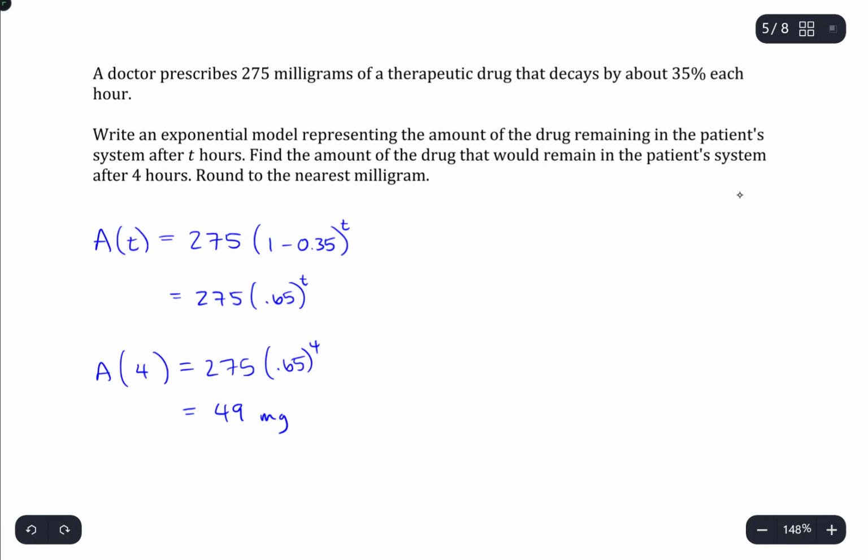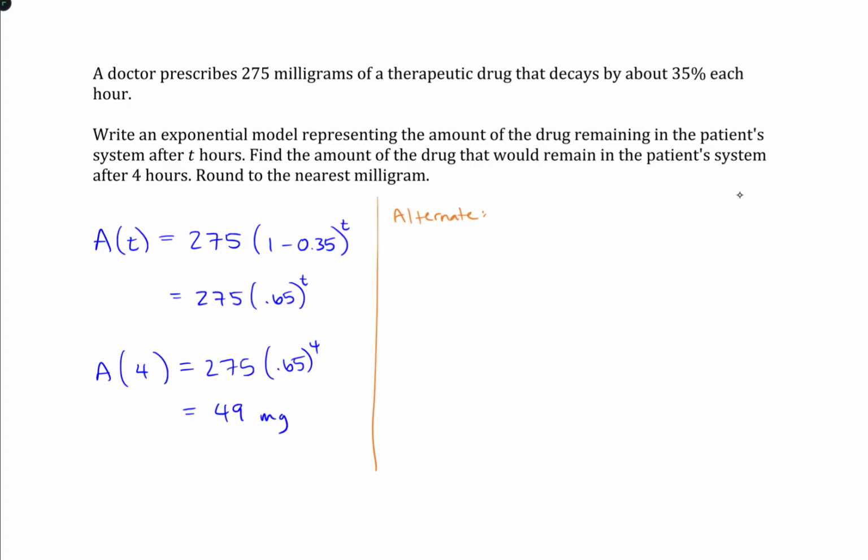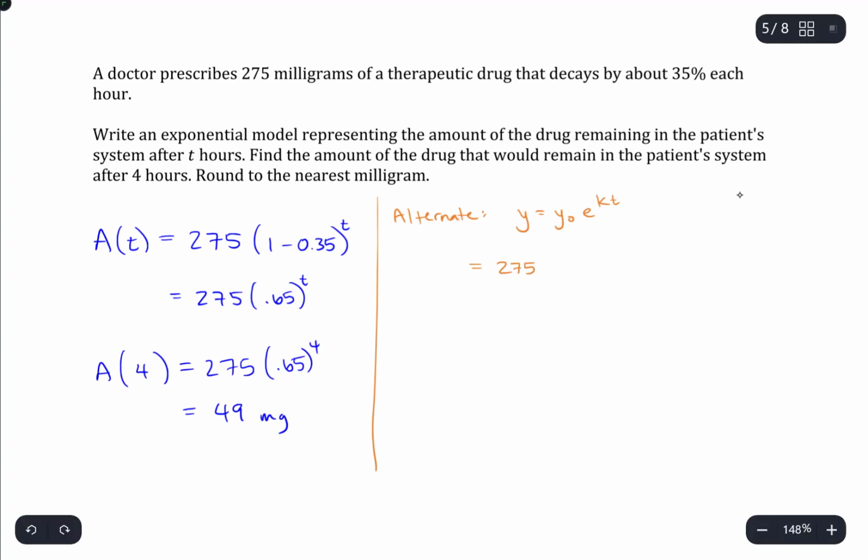Okay, another way, which is a little bit more in line with how most textbooks would approach this, but certainly a bit more difficult in my opinion, is to use the standard growth model, which is y equals y naught e to the kt. And what you need to do is solve for k. So you have an initial amount of 275. That's clearly the value of y naught. Then it's going to be e to the k times t.